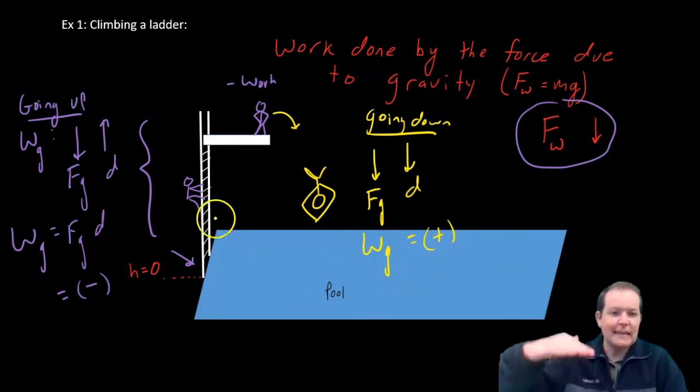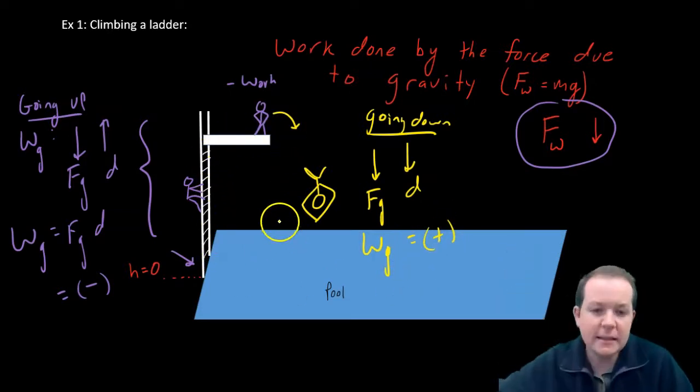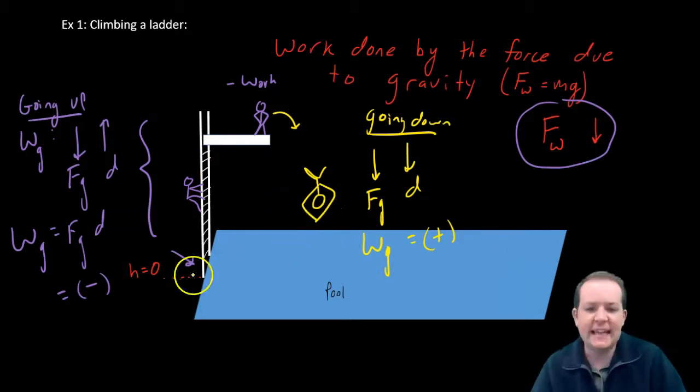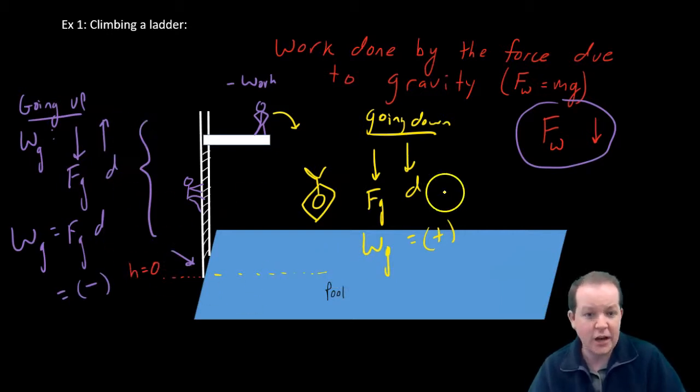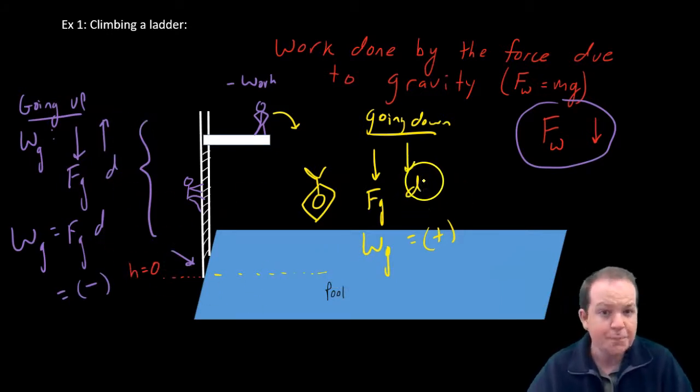Oh, they had negative work on the way up. They have positive work going back down. Those can cancel out by the time they get to the same location because the distance going up and the distance going down would be the same, right?